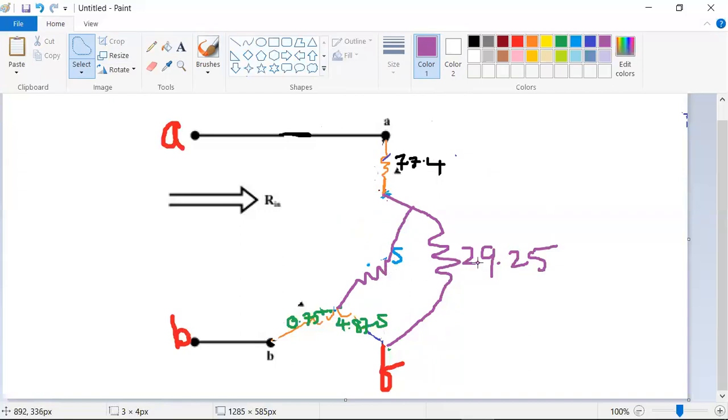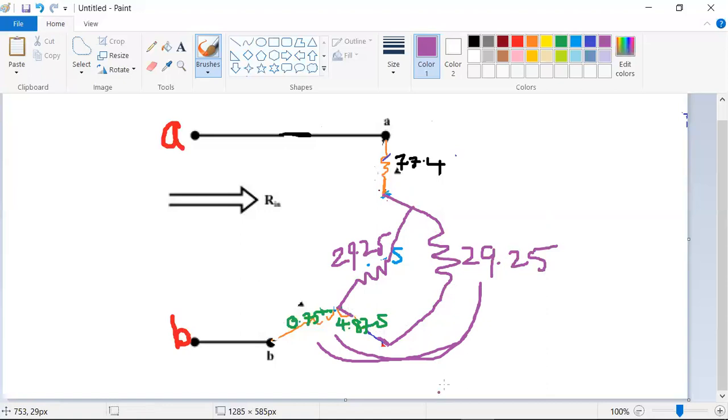So this is 29.25. This is also 29.25. This is 4.875. Let me remove this F also. Here, if you observe this F, these are connected in series, right? This is 29.25. Let me write this, 29.25. This 29.25 and this 4.875 are in series, right? Let me add these two. Hope you're clear on what I'm trying to say.